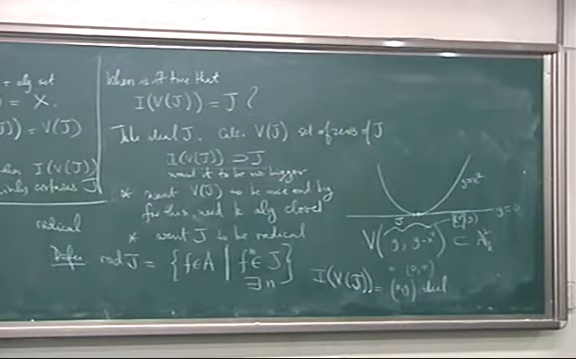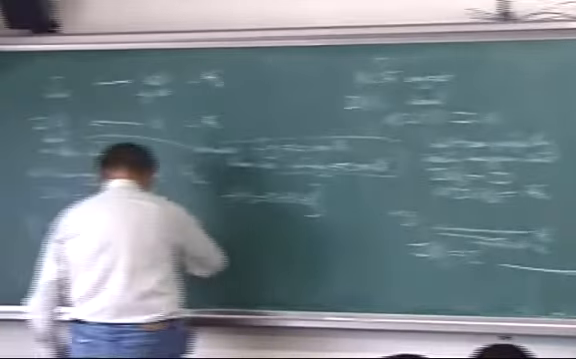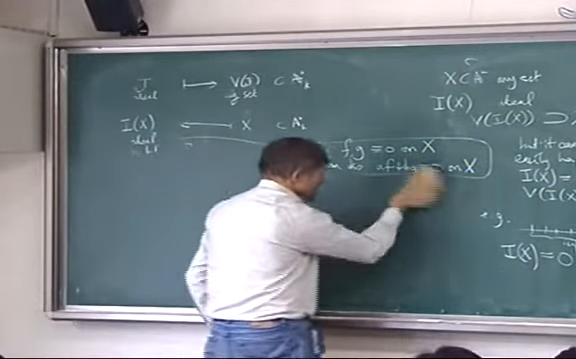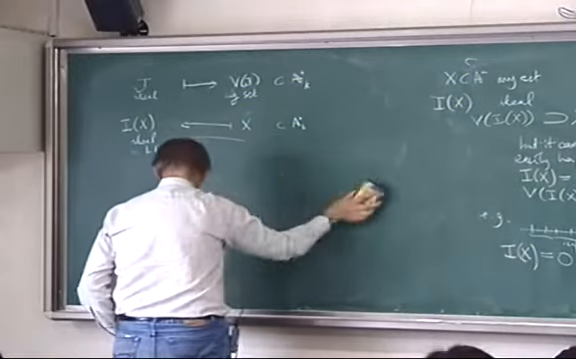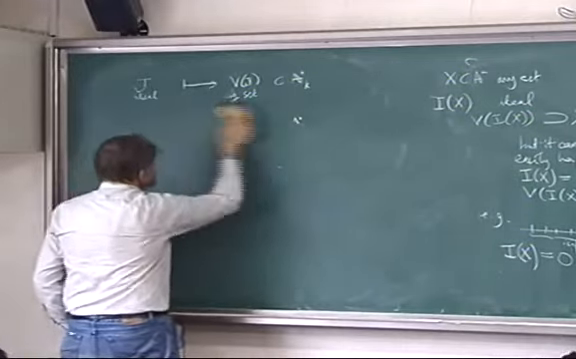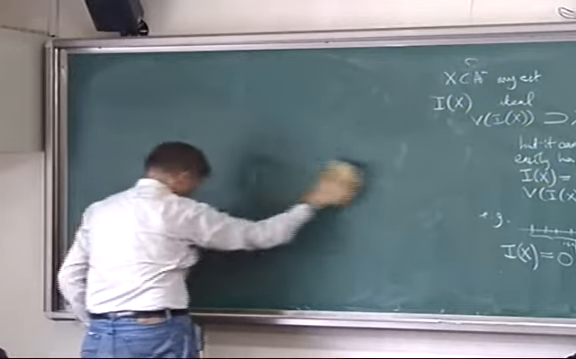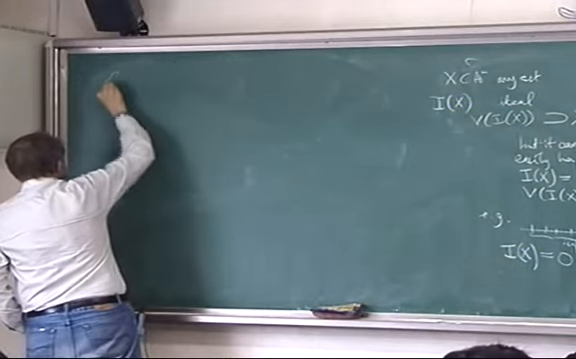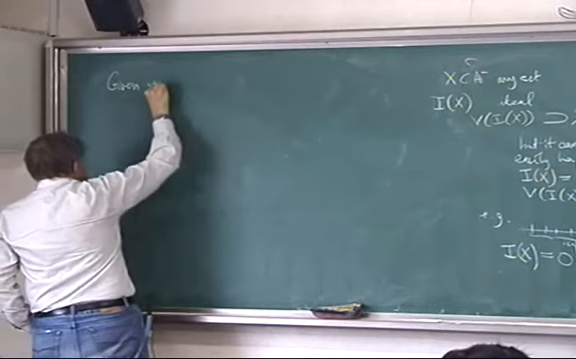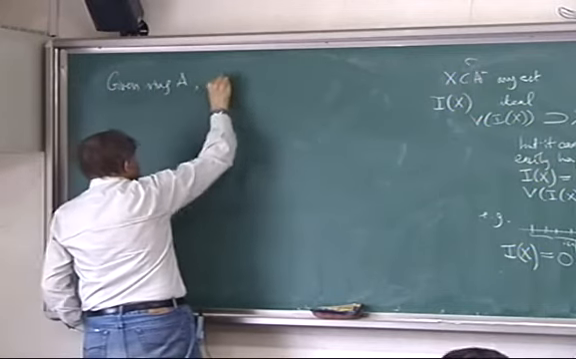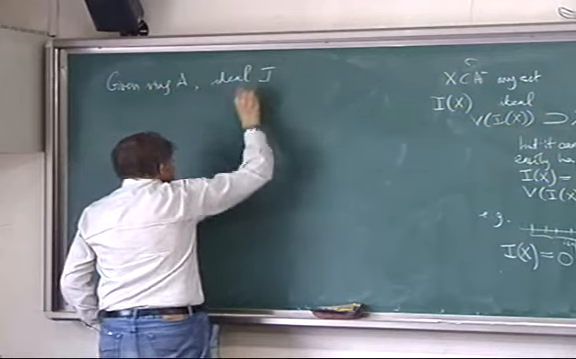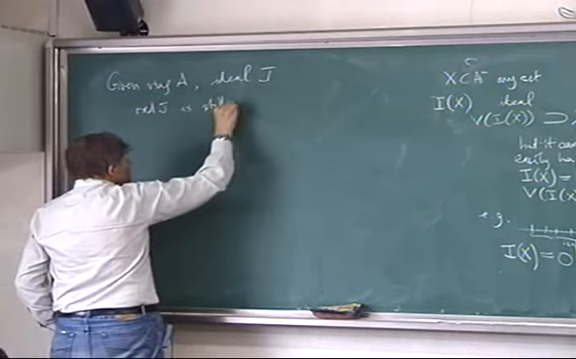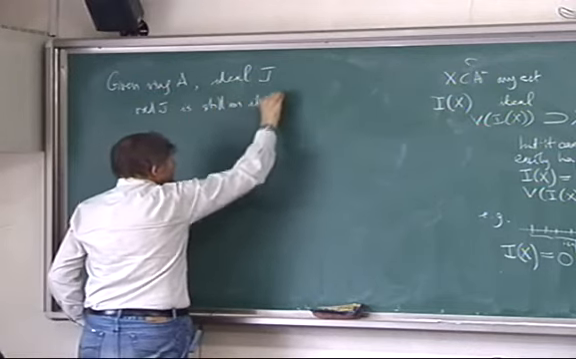So this is, I'm heading towards the statement of the Nullstellensatz, and you have to make this distinction of the radical before you can get a sensible statement. Okay. So given a ring A and an ideal J, the radical of J is still an ideal of A.